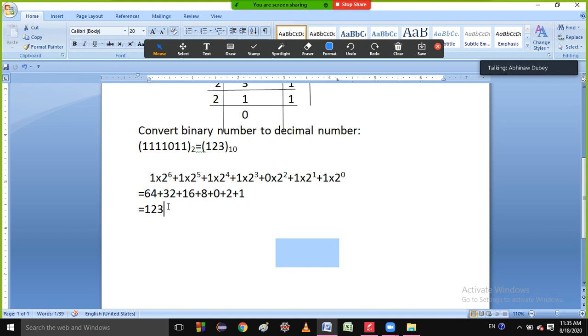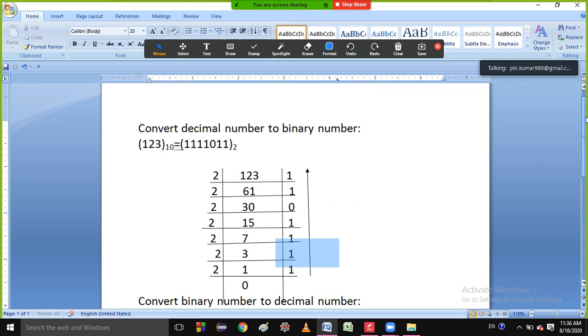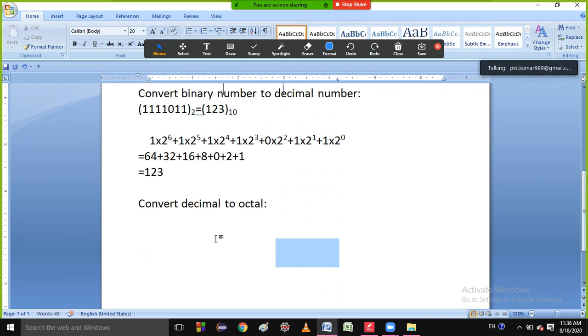Okay students, let me take one more question. Convert decimal to octal. So students, what is the base of octal? What is the base of octal number?